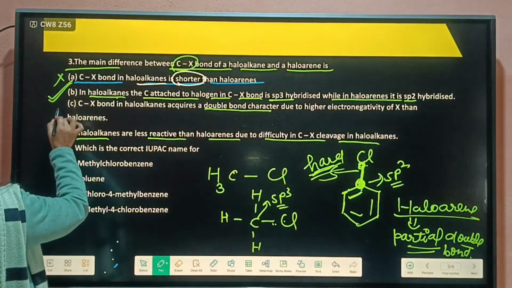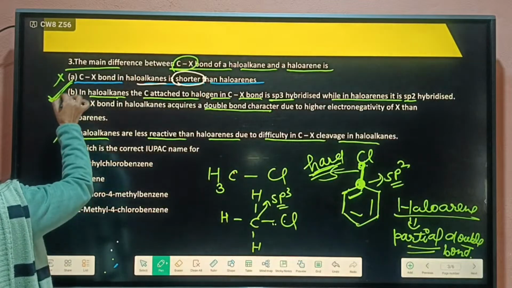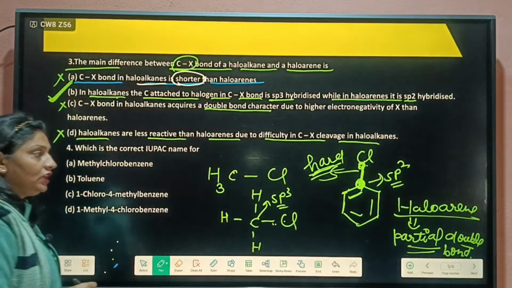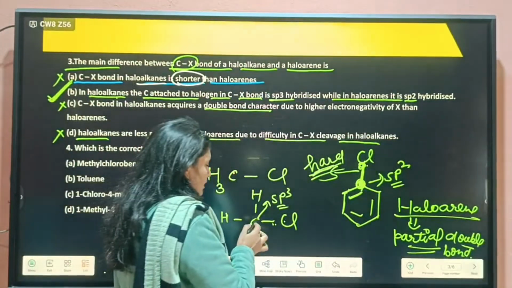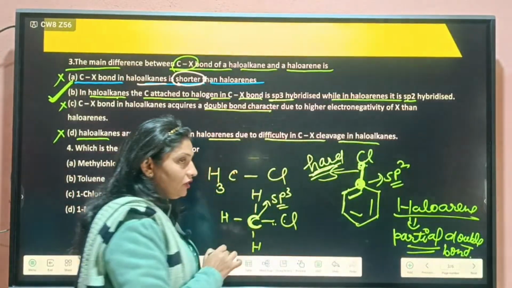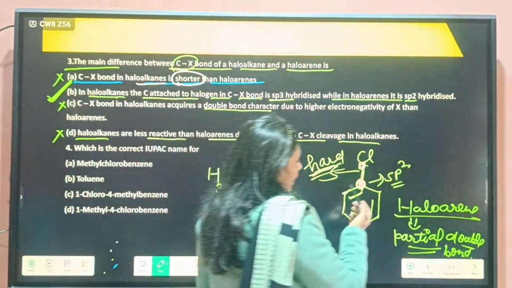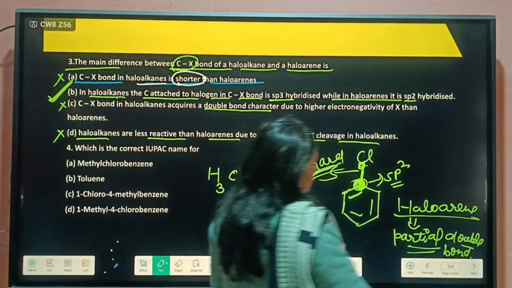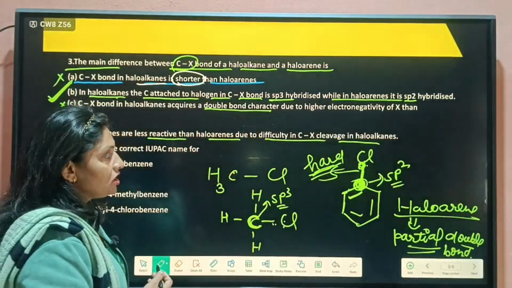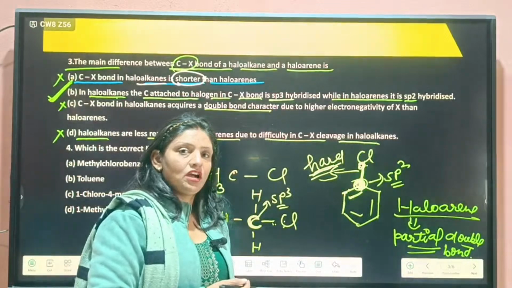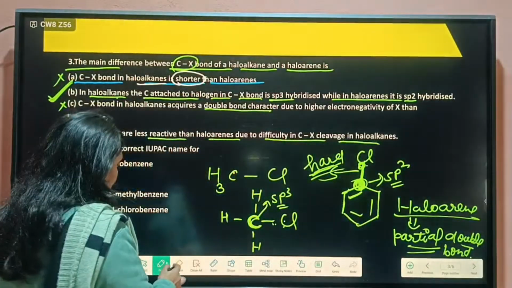So here option B is the correct option. In haloalkane, carbon is sp3 hybridized at which halogen is attached, and in haloarene, carbon is sp2 hybridized at which halogen is attached. I hope this is clear to you.